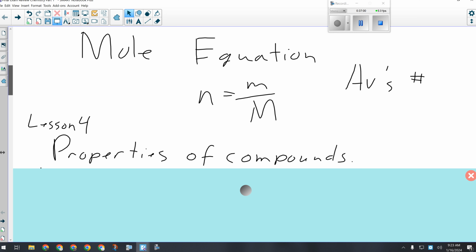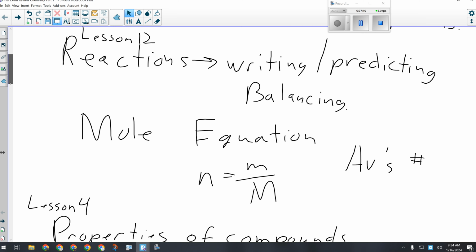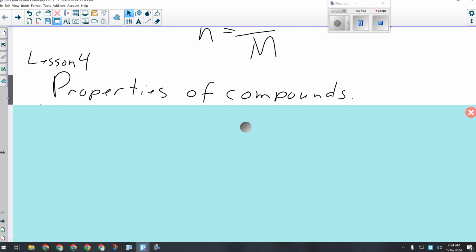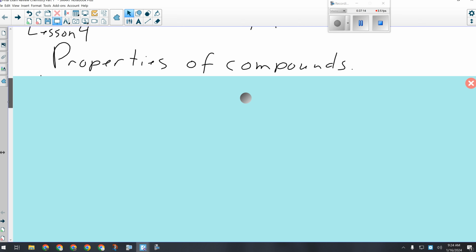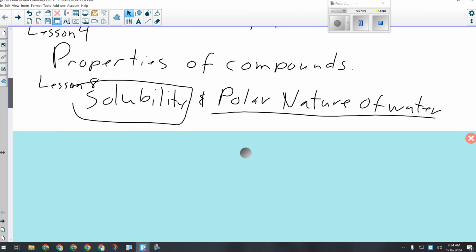You should probably know the colors of your metals. Cobalt is pink, nickel is green, copper is blue. I remember. See, that's good, you remember. All right, so properties of compounds, know that. Solubility, polar nature of water, there'll be some multiple choice about that.